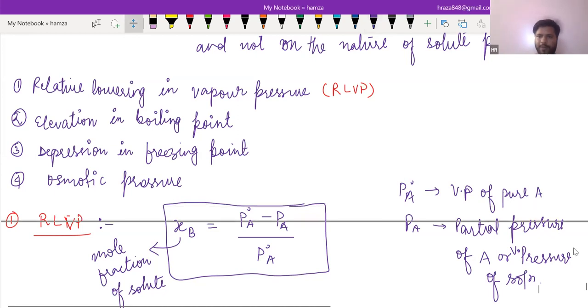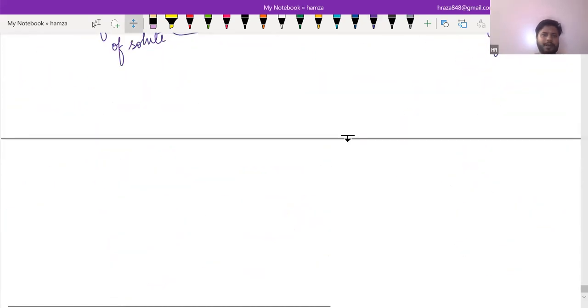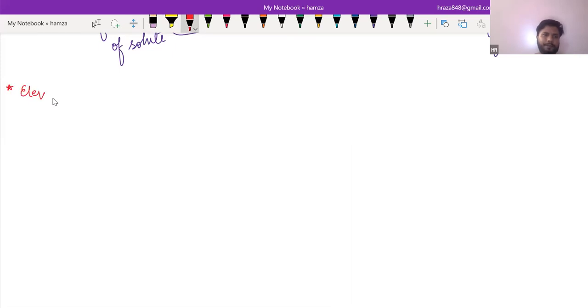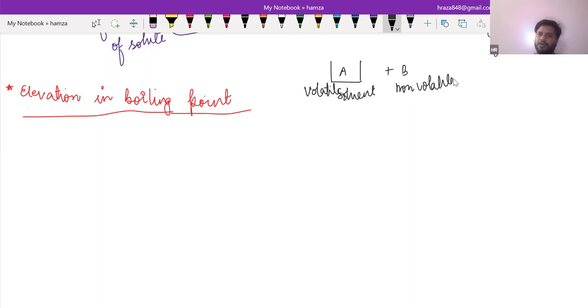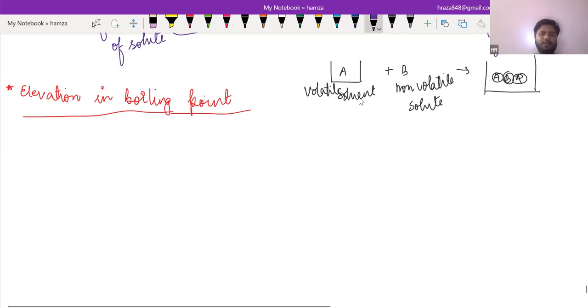Okay, going for the next colligative property, that is elevation in boiling point. So what is elevation in boiling point? See what we are talking about, what is the situation? There is a volatile solvent, and we have a non-volatile solute that we dip in the volatile solvent. So we got a solution in which A and B both are present. This is the situation.